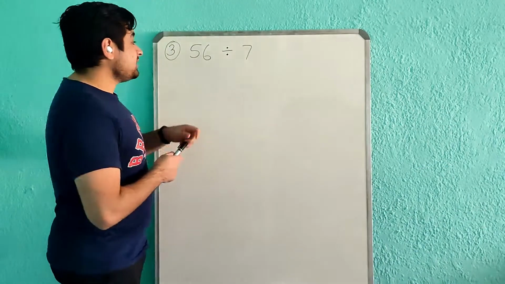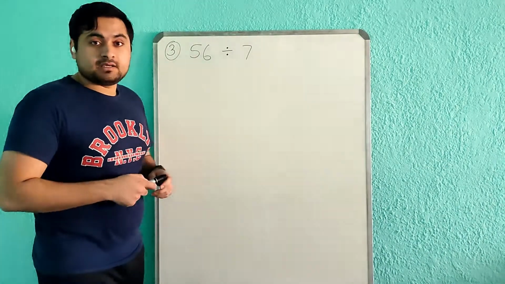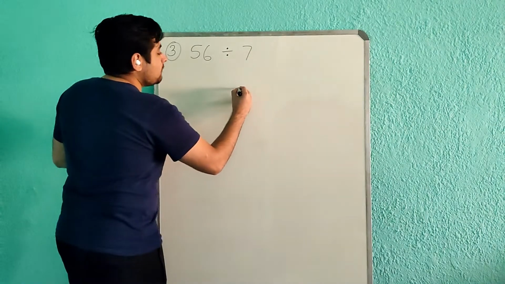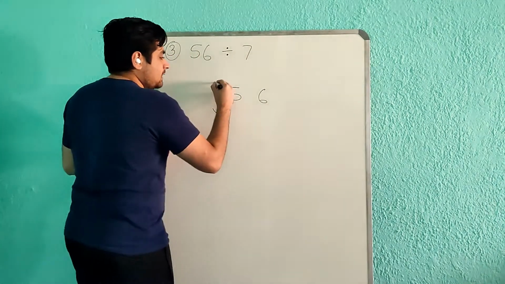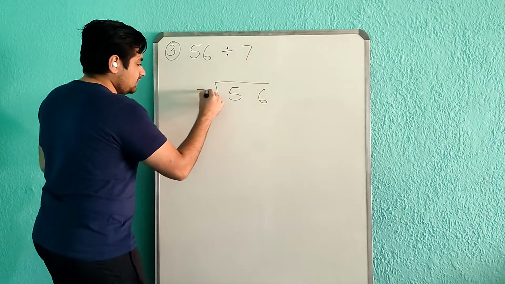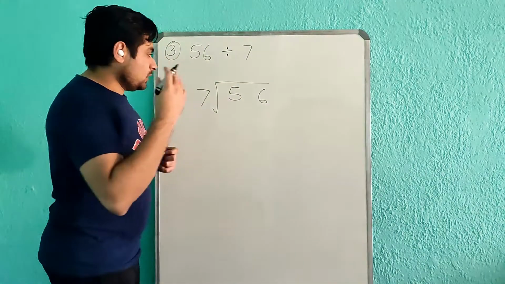So now question 3 says 56 divided by 7, right? So what do we do? We first simply come and write 56. What's the next step? For the division sign, we come and draw this and then we write 7 on this side, right? What's the next question?